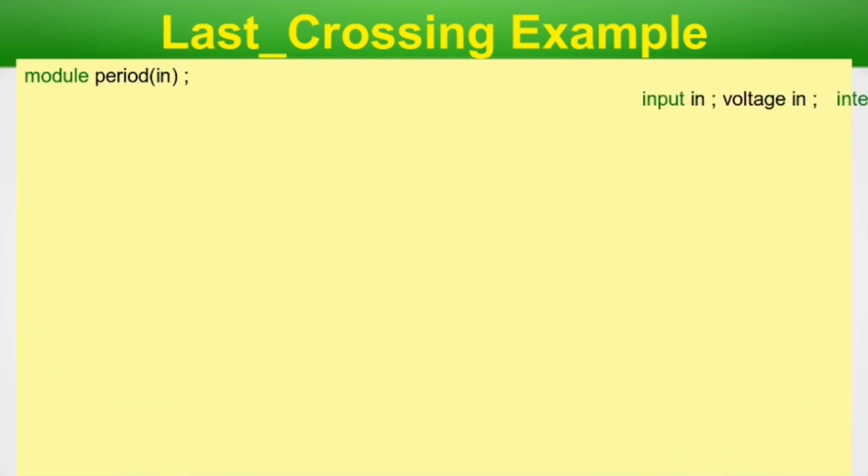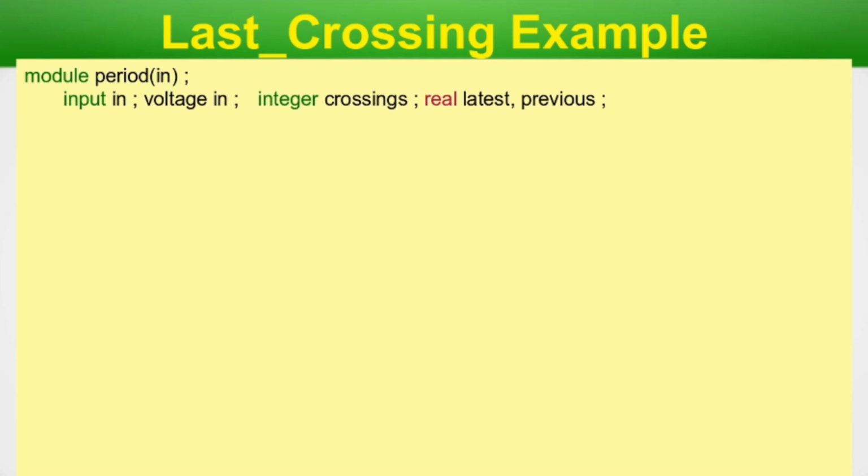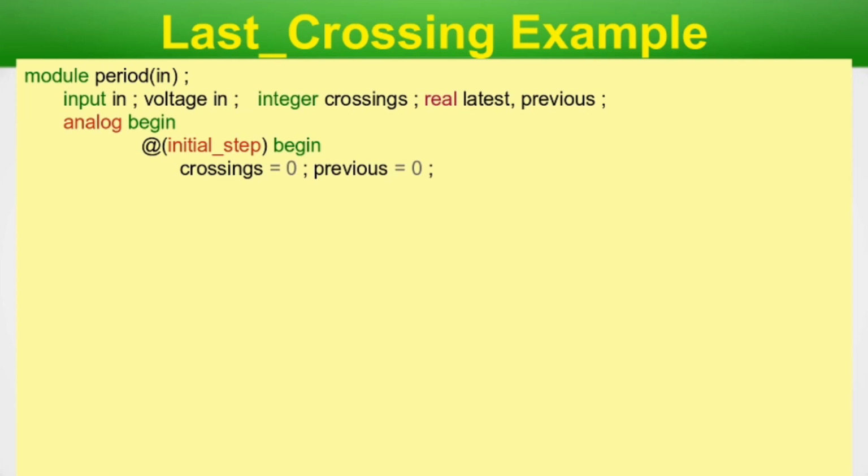We define a module. We declare all the inputs and then the integer. Input is in and it is of voltage type. Then for the integer we define crossing, and real as latest and previous. We start our analog block. We write the initial step. In the last episode we saw the definition of the initial step. Here we are using it. We initialize the values of crossing and previous with 0 here. We close the initial step block.